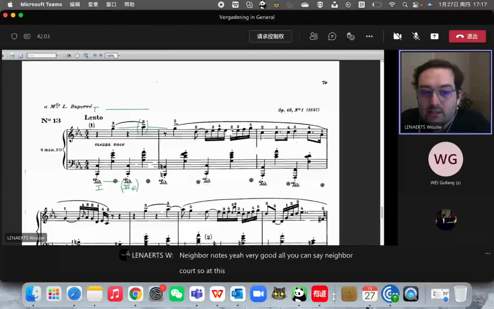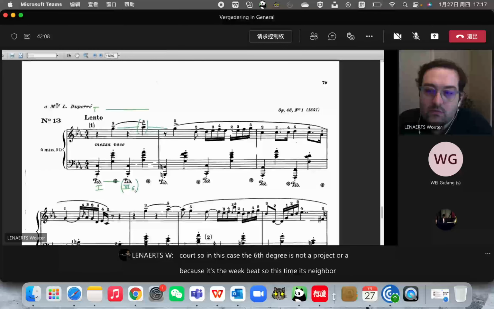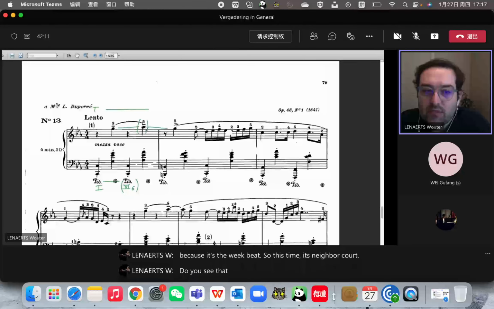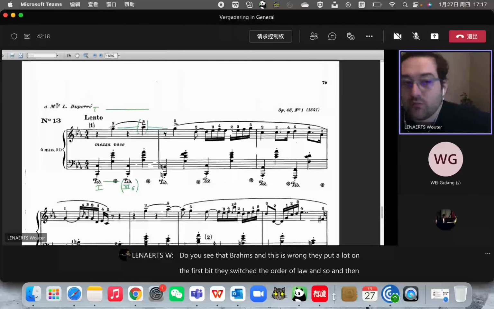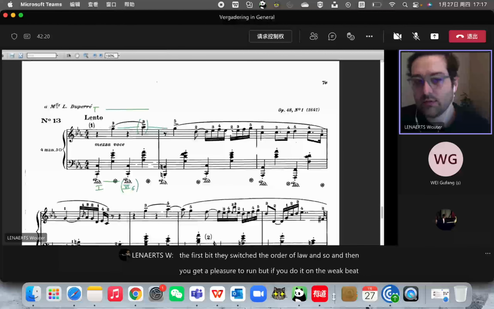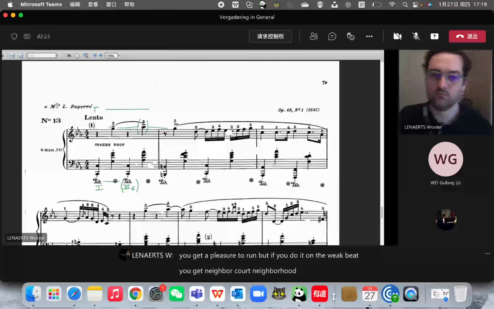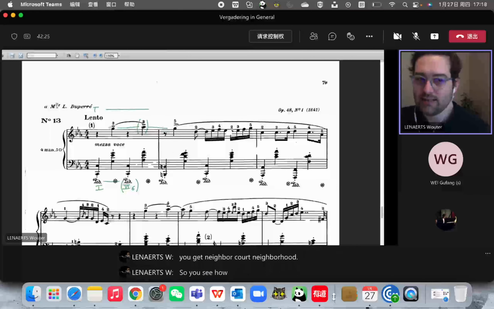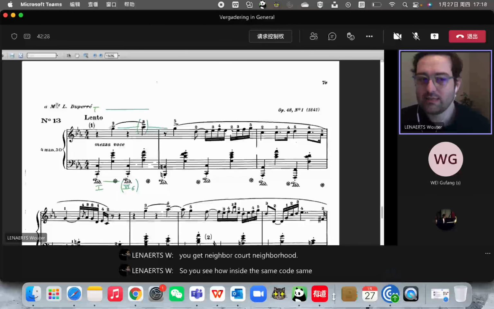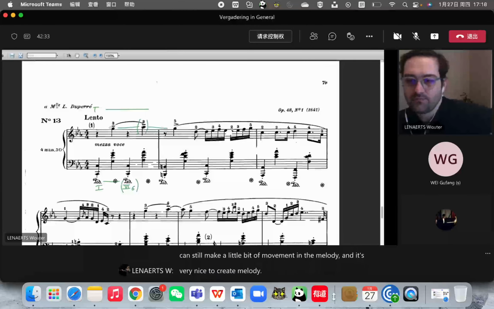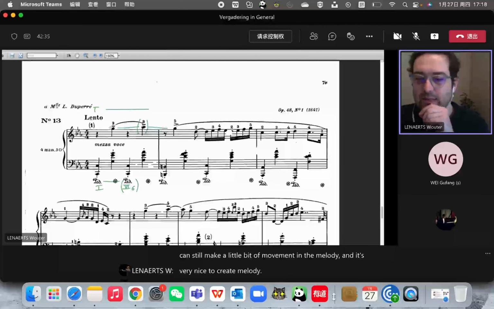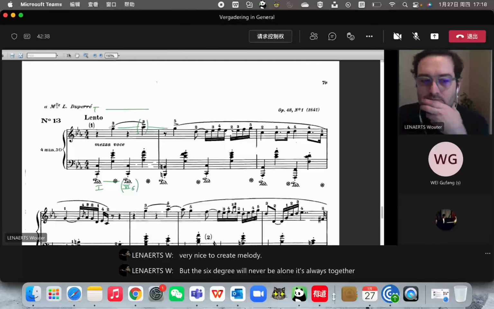So in this case, the 6th degree is not appoggiatura because it's the weak beat. So this time it's neighbor chord. You see that Brahms and César Franck, they put the La on the first beat. They switch the order of La and Sol, and then you get appoggiatura. But if you do it on the weak beat, you get neighbor chord, neighbor note. So you see how inside the same chord, same function, you can still make a little bit of movement in the melody. It's very nice to create melody. But the 6th degree will never be alone. It's always together with 1.